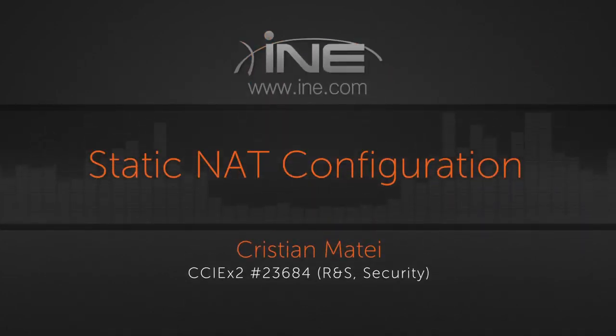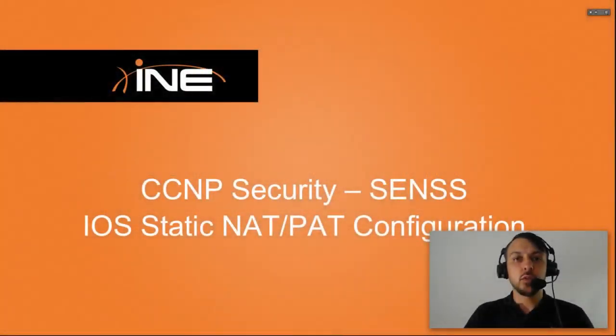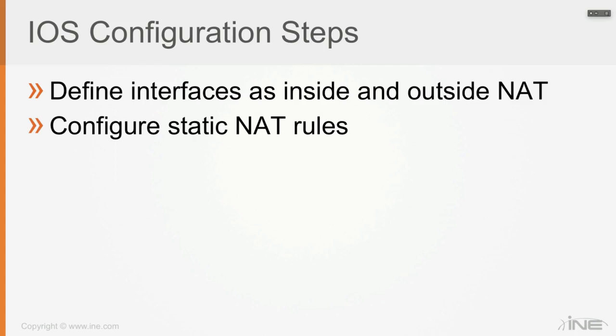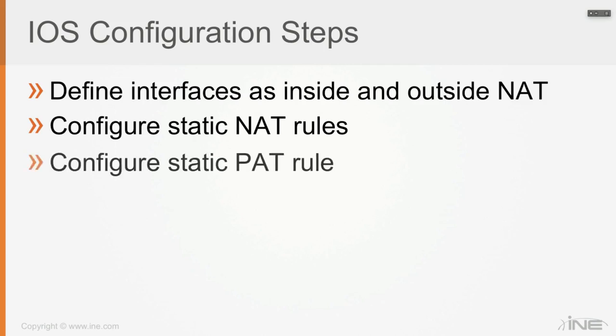Okay, so next we're going to speak about the configuration part. We're going to do static NAT and static PAT on the IOS. So first of all, we have to define interfaces as inside and outside NAT. Of course, one interface cannot be both inside and outside at the same time. We have to configure the static NAT rules, or configure the static PAT rules, and pretty much that's it.